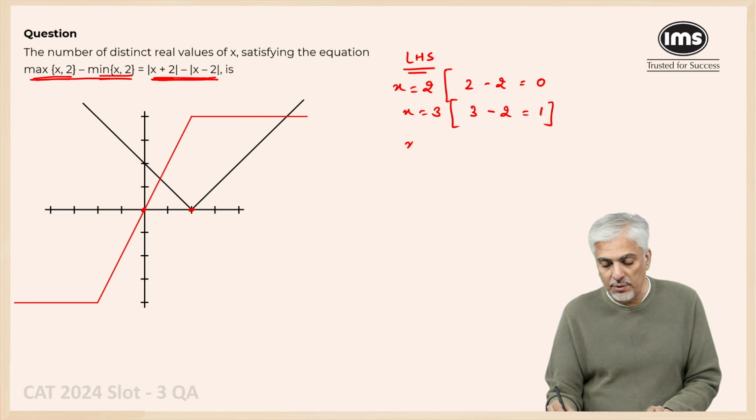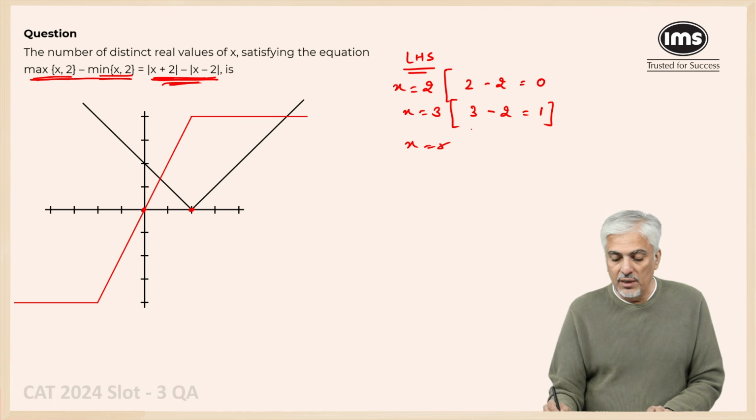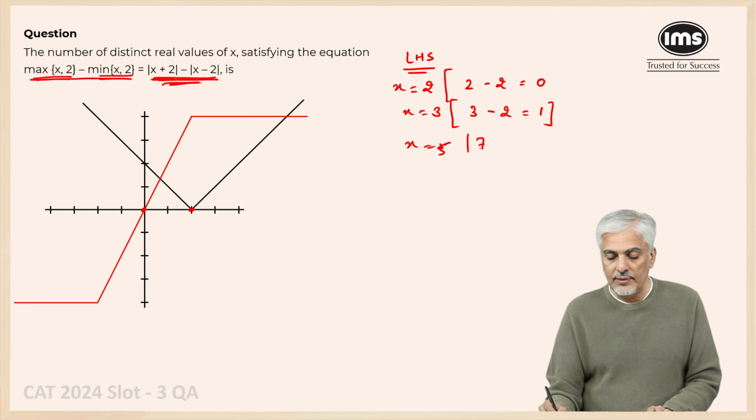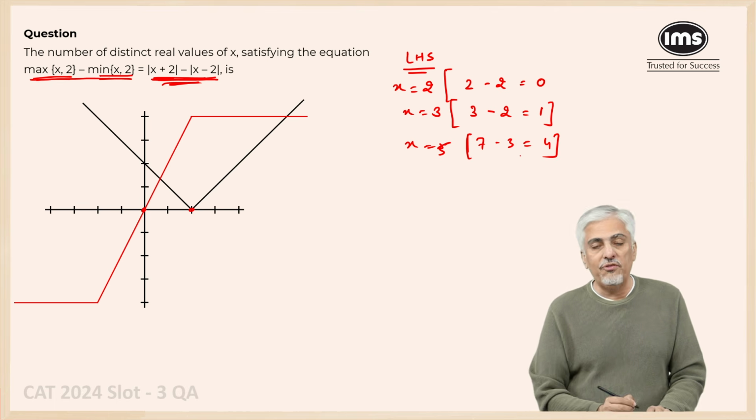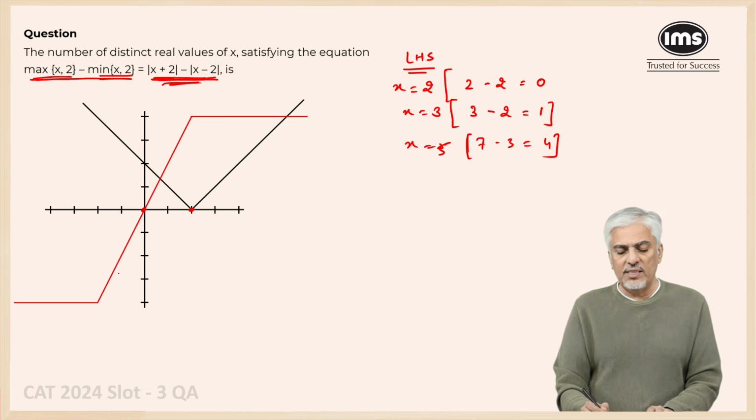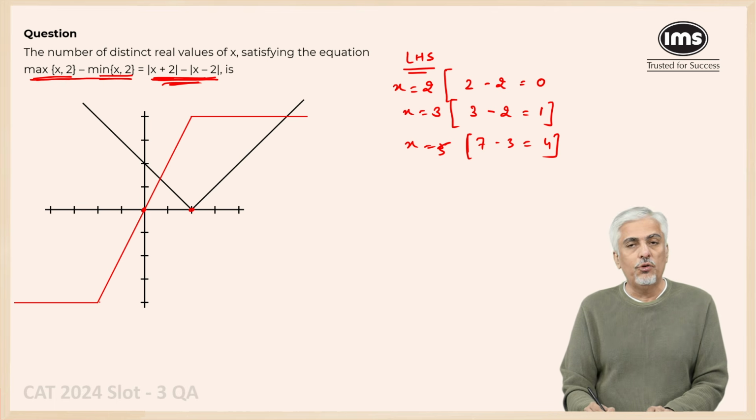Let's check over here. If you put x as 5 for this one, what will you get? 5 plus 2 is 7. Mod of 7 is 7. Minus mod of 5 minus 2, which is 3, so minus 3. The answer will keep coming 4 only. You put any value after that, it will keep coming 4. And in the same way for minus 2, you get 4, and after that it will keep remaining at 4. So this is the graph.